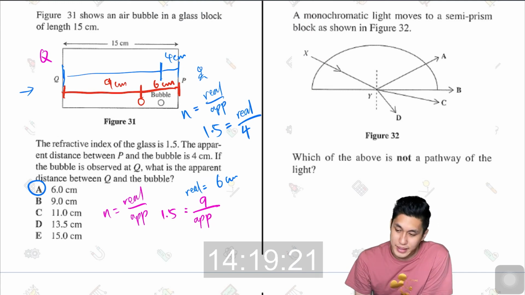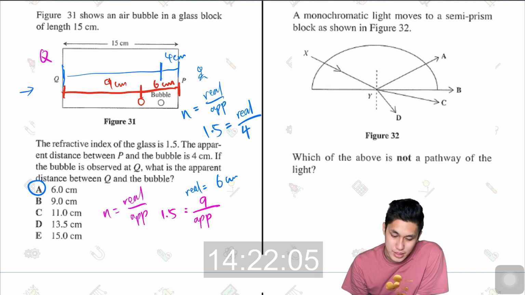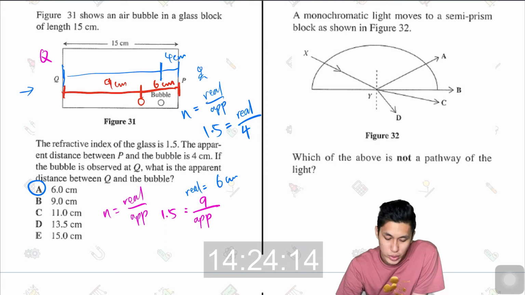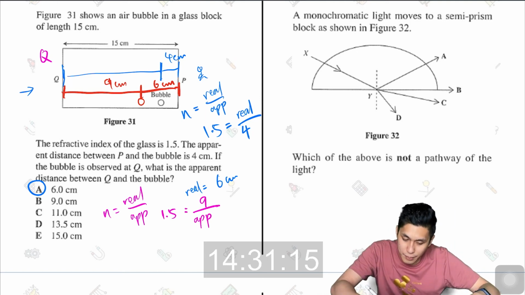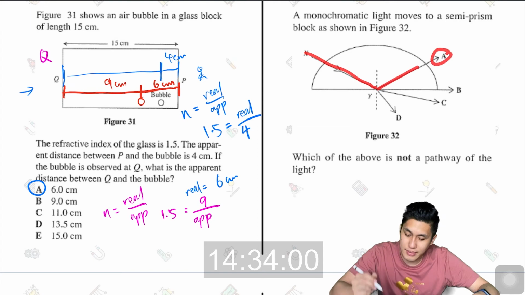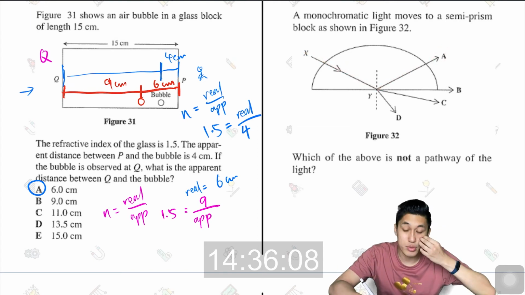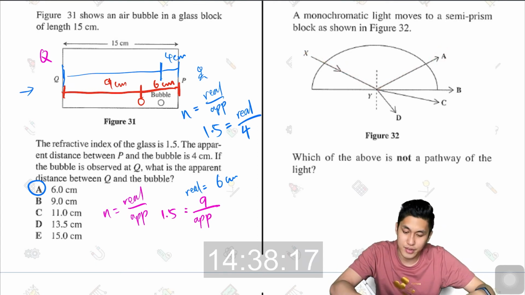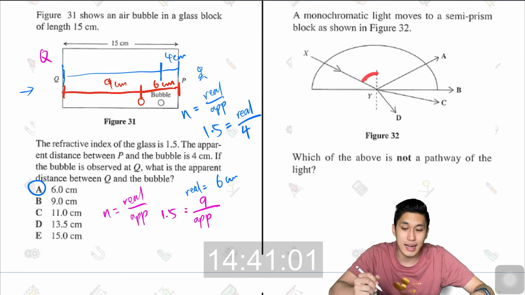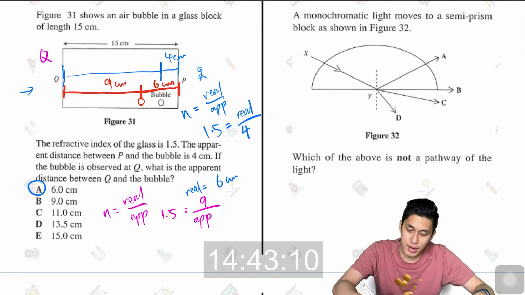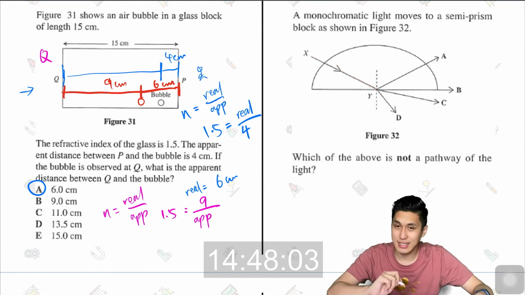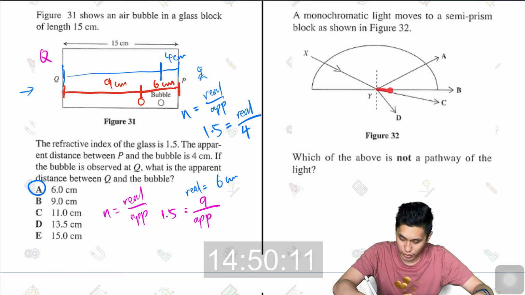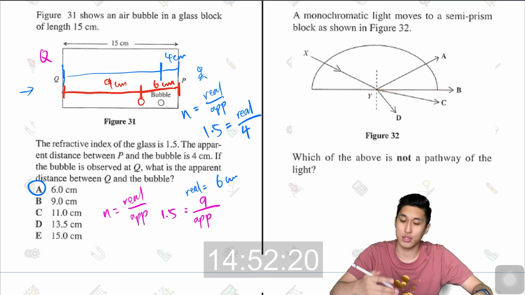Alright, monochromatic light moves into a semi-circular prism block as shown in figure 3.2. Which of the above is not a pathway of the light? Okay, so which of these is not possible, right? Number one, if you come in here and you go to A, that's possible, okay? Total internal reflection, right? If this incident angle is more than the critical angle. If this incident angle is exactly the same as the critical angle, it will refract at 90 degrees. So B is also possible.